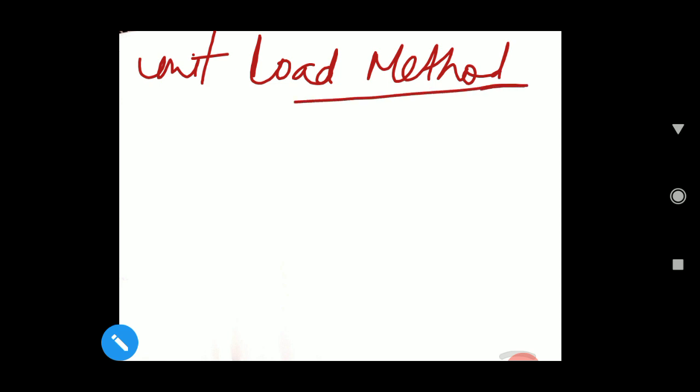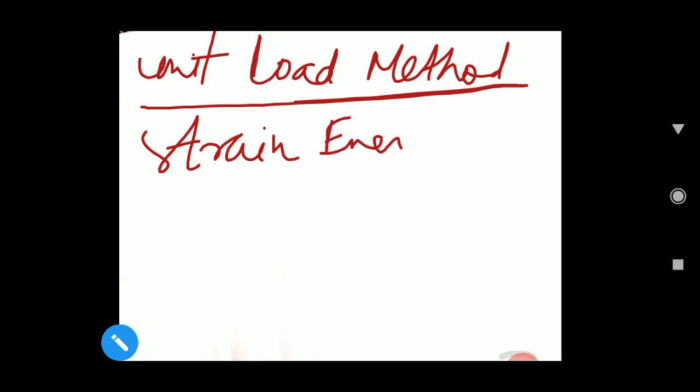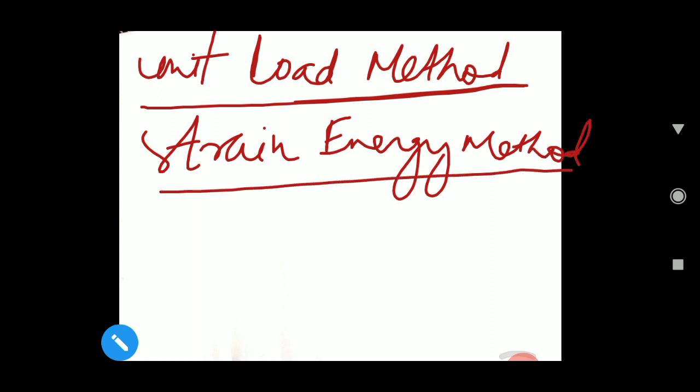unit load method. So it is actually an extended form of strain energy method. What does this strain energy method mean?